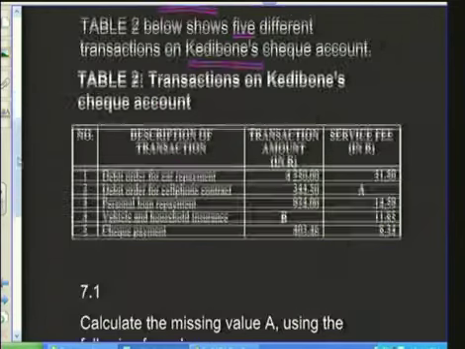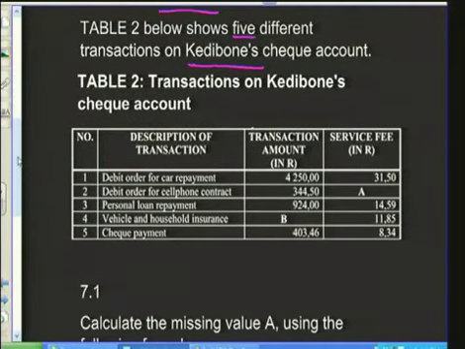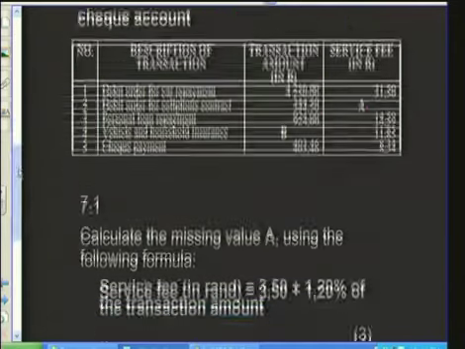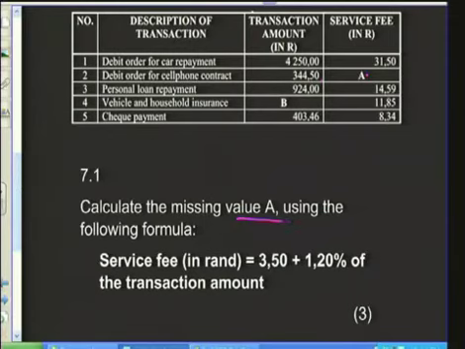And let's see what the thing is. We've got transactions on their check account. We've got 5 transactions, which they told us. We've got a debit order for car repayment. That's the transaction amount in rands, the service fee in rands. Debit order for cell phone contract, that's the amount in rands. We're looking for the service fee, personal loan repayment, vehicle and household insurance, and our check payment. So we now need to calculate the missing value A using the formula.